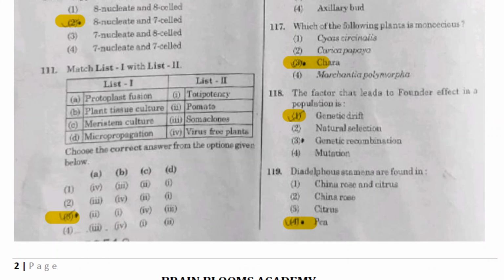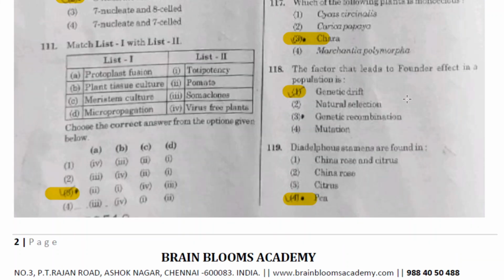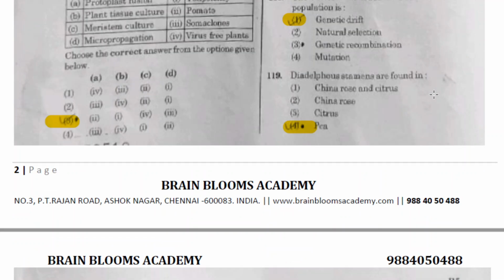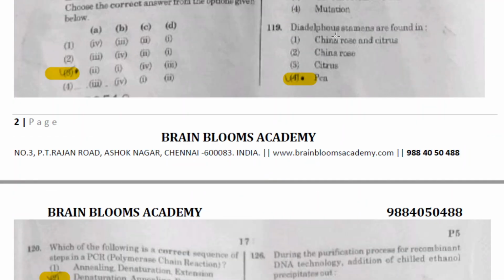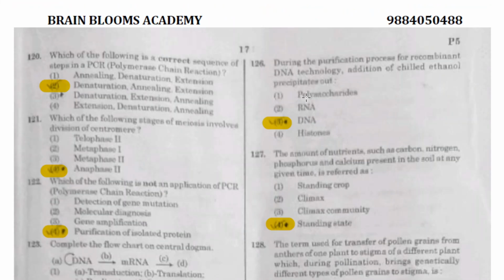And which of the following plants is monoecious? Monoecious means both the things are present in the same plant. Chara. The factor that leads to founder effect, genetic drift, leads to founder effect. And diadelphous stamen, two different, 9+1. And which of the following is a correct sequence of steps in PCR? PCR: denaturation, annealing and extension.